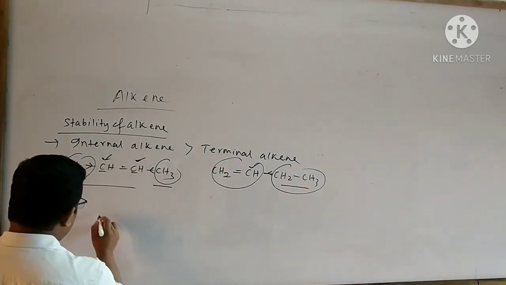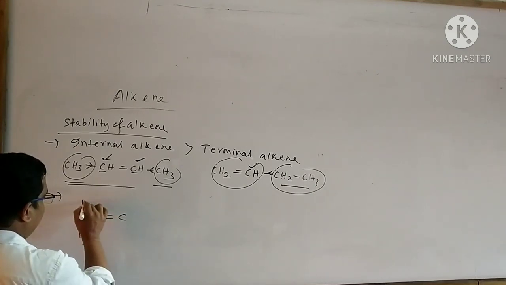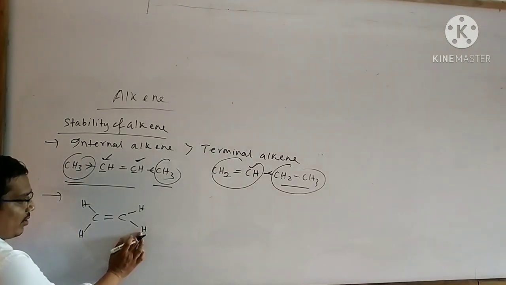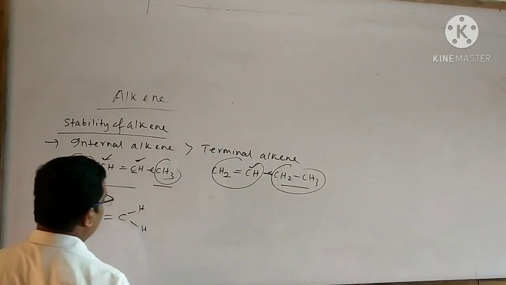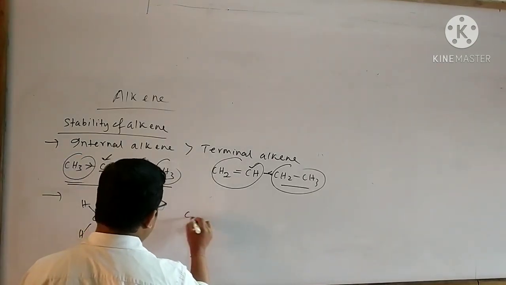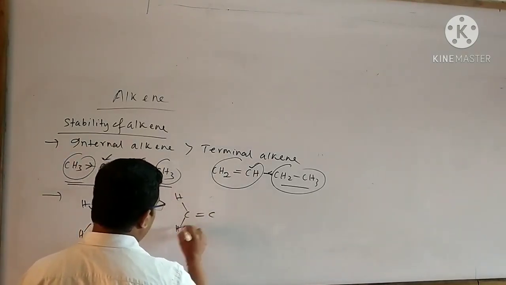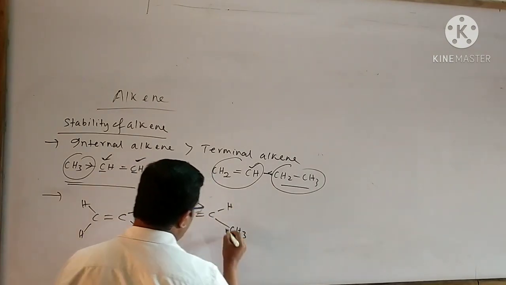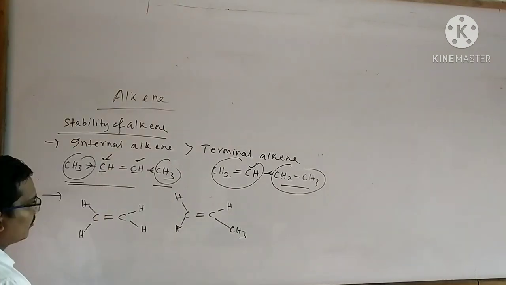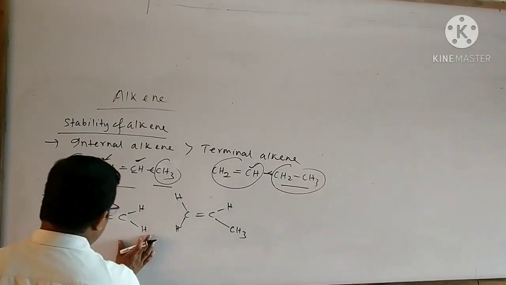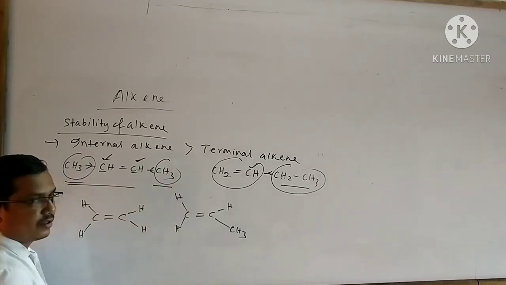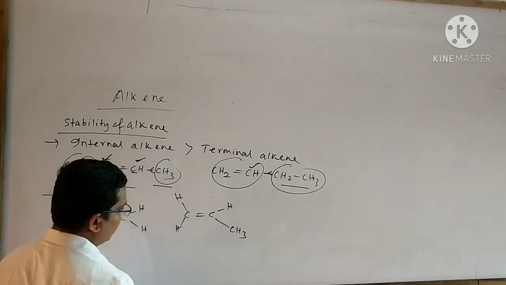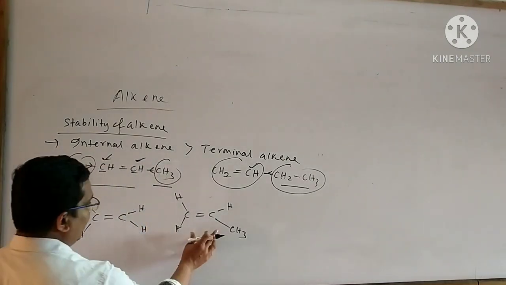Take examples. This is said to be ethene. Suppose I want to remove a hydrogen from ethene and attach an alkyl group, then what will happen? This compound will be obtained. Suppose I take a methyl group as an alkyl group, then I will write this compound. Then what will happen? In this case, no alkyl group is present, but in this case, one alkyl group is substituted. As a result, this is said to be an alkyl substituted alkene.